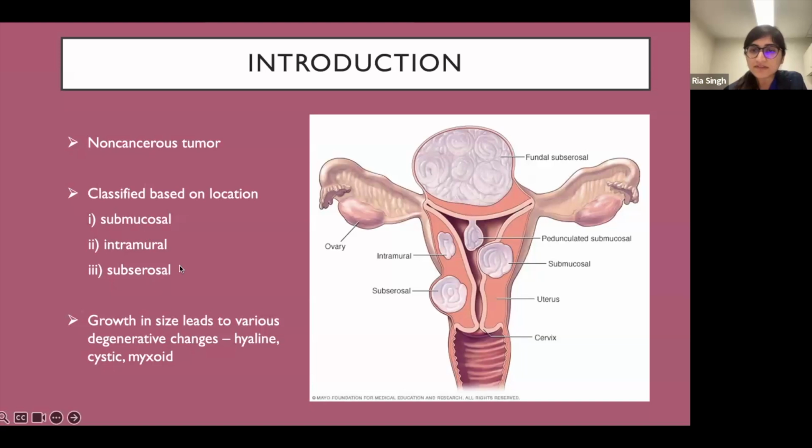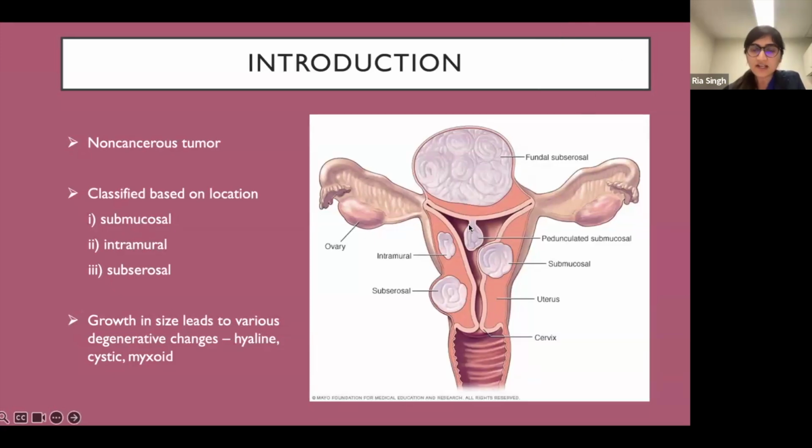First is the submucosal, which is when the uterine fibroid is right within the inner lining of the uterus. Next, we have intramural. These are the uterine fibroids that are within the uterine wall, as you can see here. And lastly, there is the subserosal. These are the uterine fibroids that are within the outer lining of the uterus.